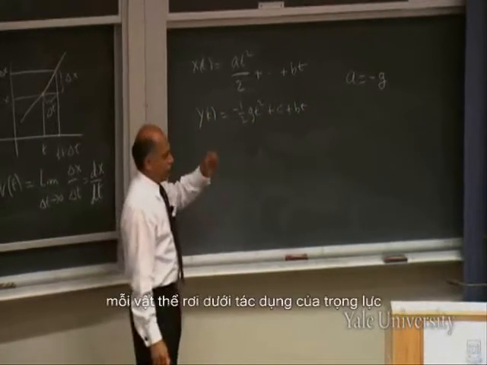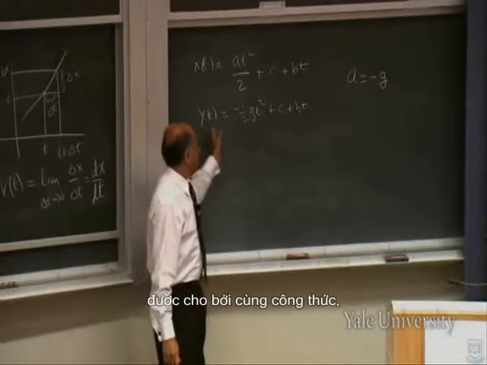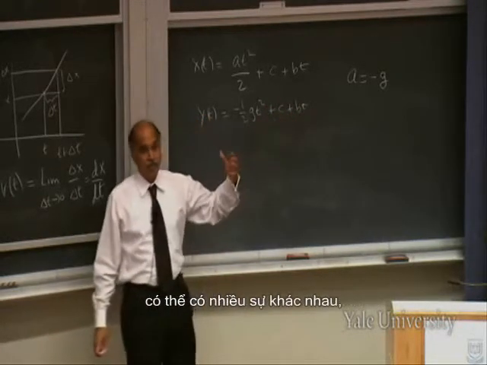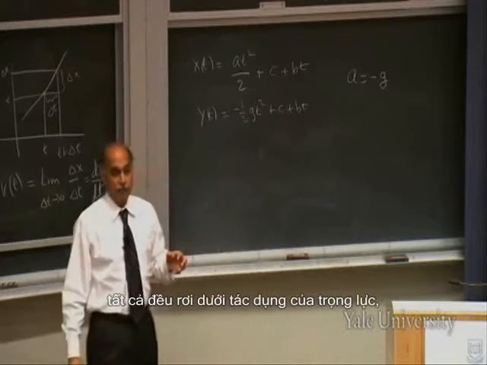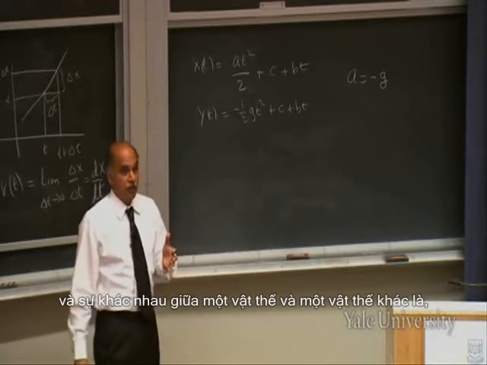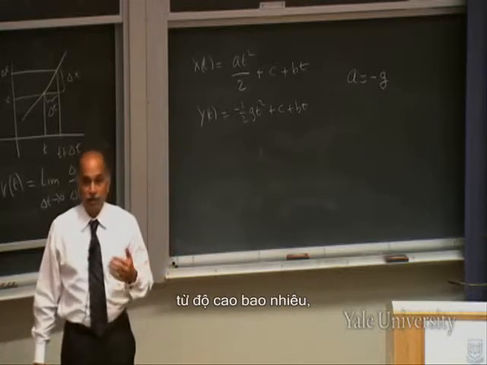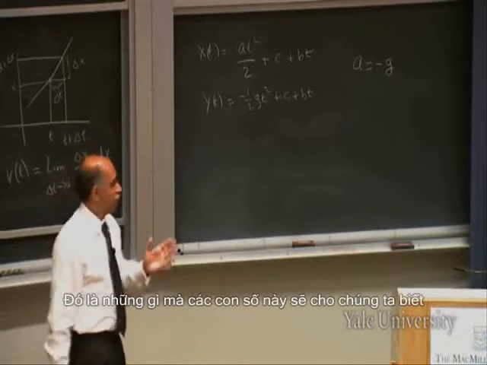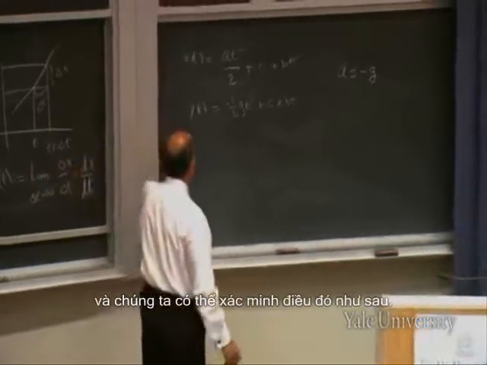So the point is, every object falling under gravity is given by the same formula, but there are many, many objects that can have many histories, all falling under gravity. And what's different from one object and the other object is, when was it dropped, from what height, and with what initial speed. That's what these numbers are going to tell us, and we can verify that as follows.